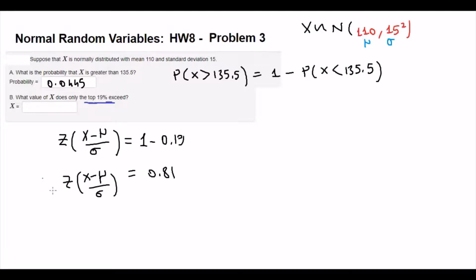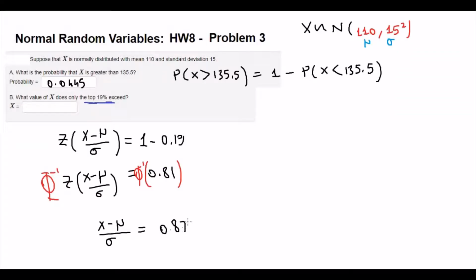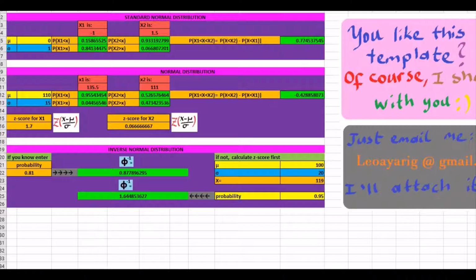If we take the inverse operation, phi inverse of this value and phi inverse of that value, then whatever is inside of the parentheses, x minus mu over sigma, is equal to phi inverse of 0.81. Our calculator can handle it. Phi inverse of 0.81 is 0.8778. Let's use more digits: 0.877896.